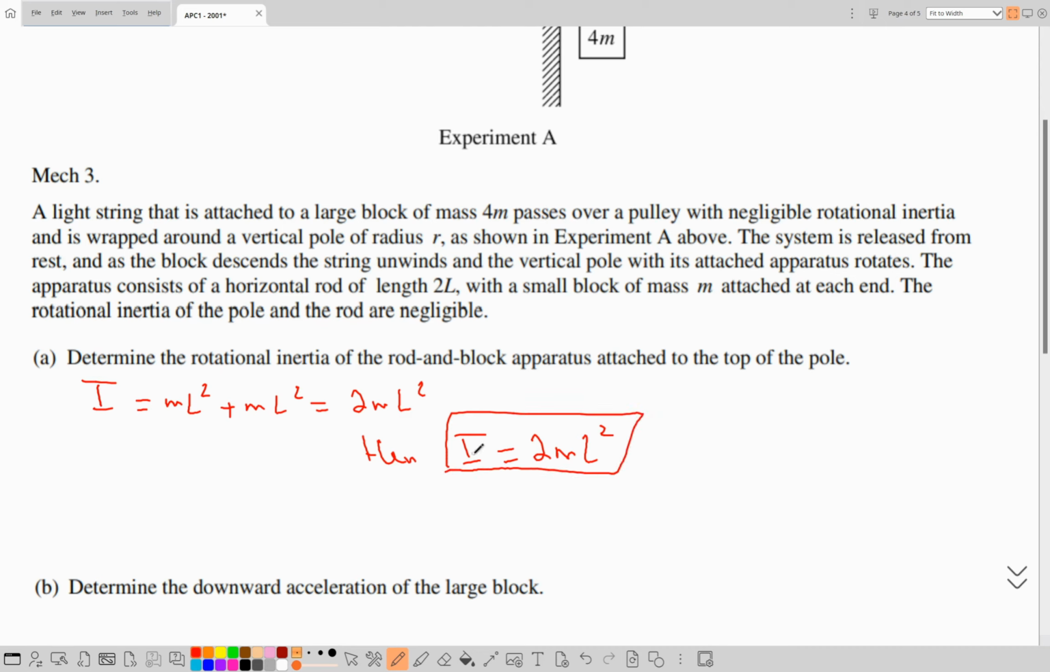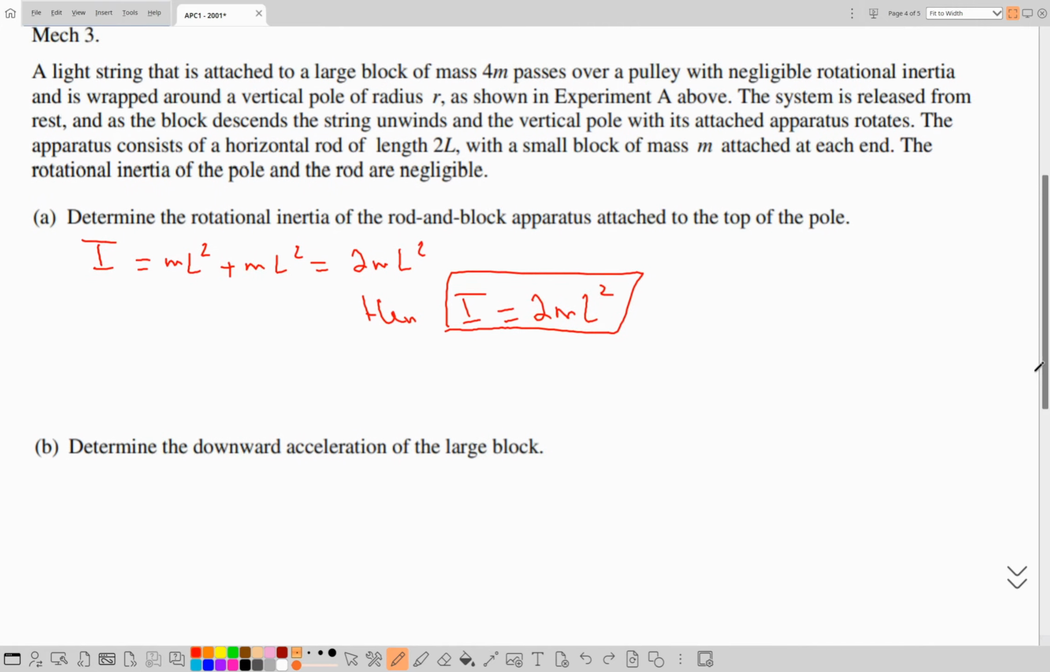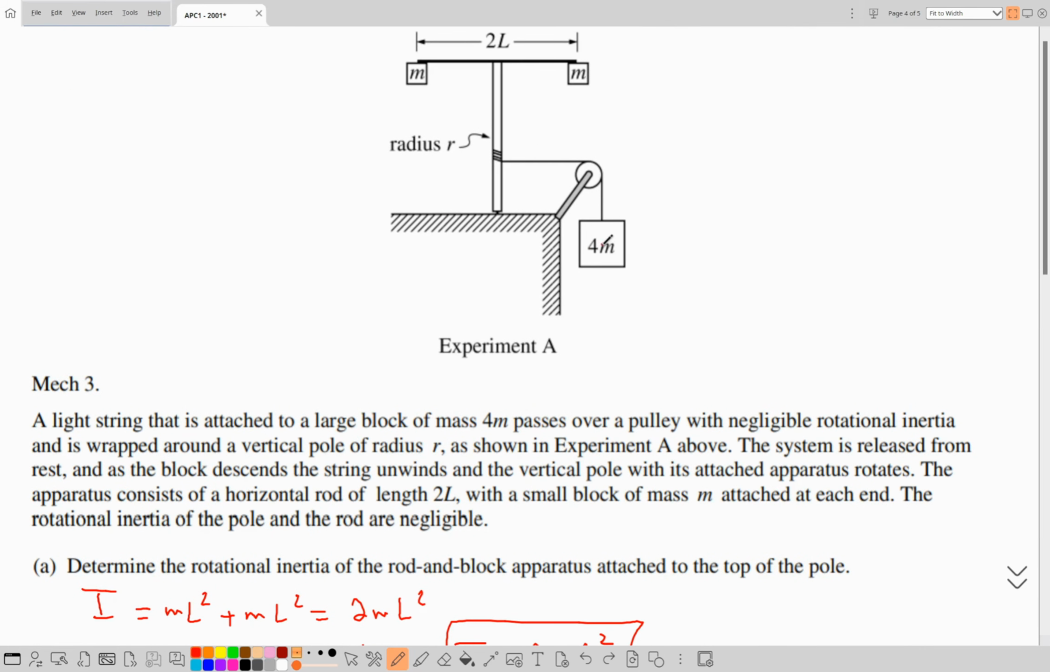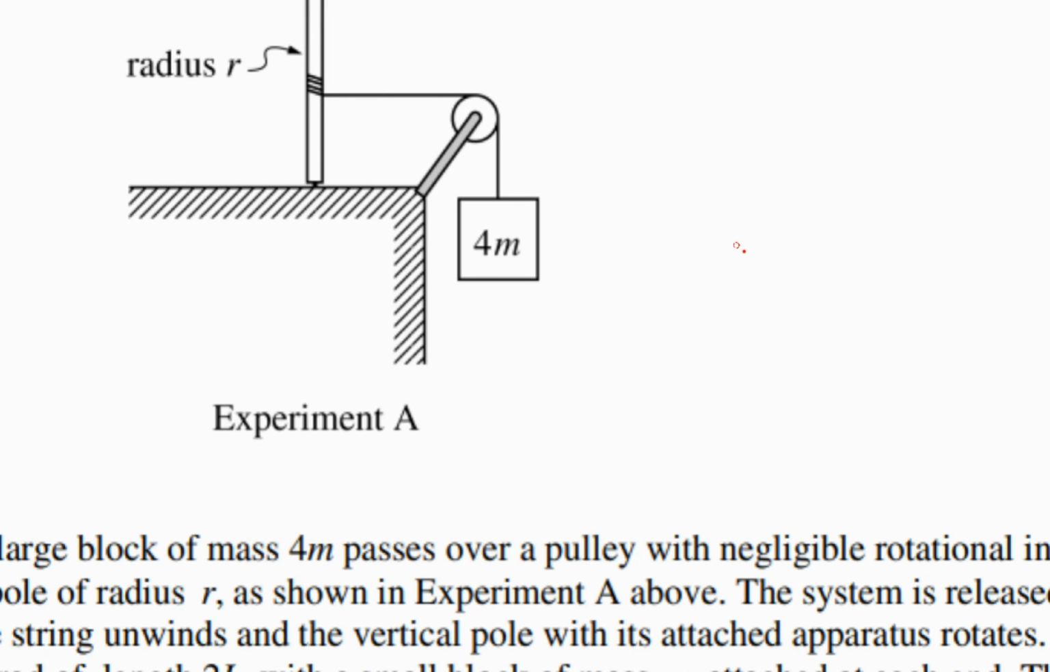Now the moment they ask us to determine the rotational inertia, it means that we're going to use it later in either energy or in Newton's law. And in part B, they're asking us to determine the downward acceleration of the large block, and this is done by utilizing Newton's second law for translation. Now we can directly write the equation, which is given by 4mg minus the tension is equal to 4m multiplied by a.